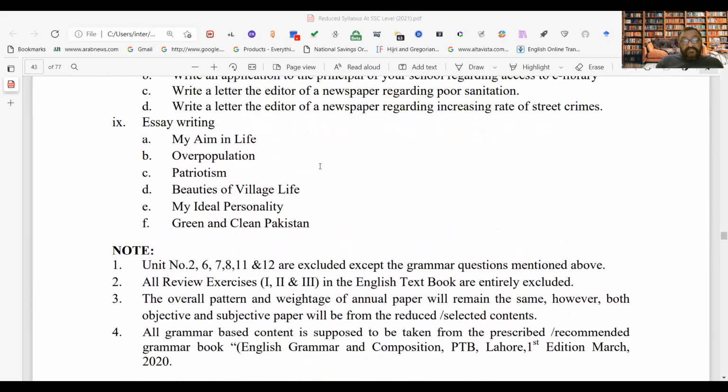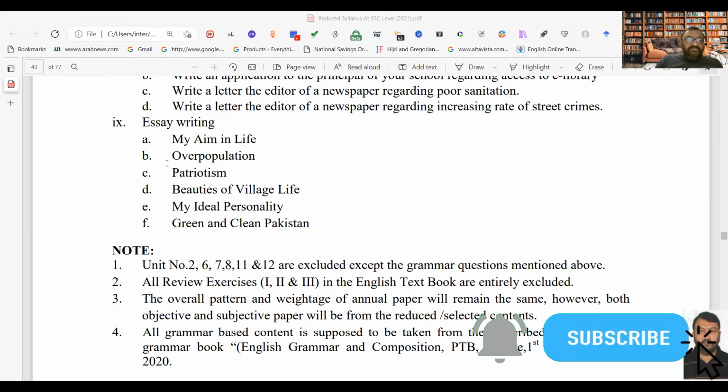Now essay writing. They have given only a few essays. There can be an unseen essay, but you have to learn. We will give you short, easy notes of essays, and we will tell you the method of how to write an essay with introduction, main body, and conclusion. You will learn it within a few minutes.